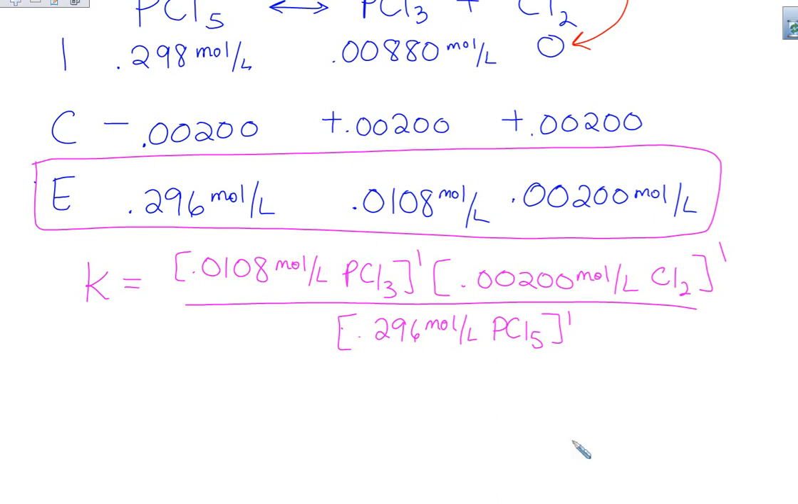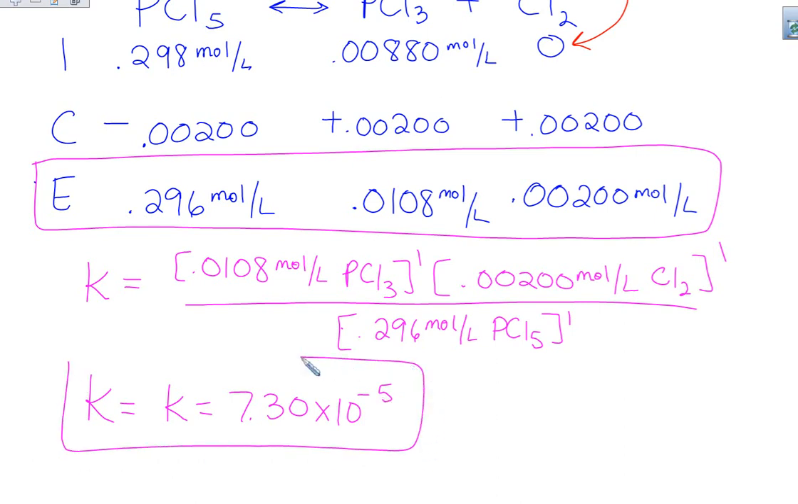Otherwise, you get nothing. And since these are kind of easy, you want to get all the possible credit on a problem like this. If I plug it in my calculator, K equals 7.3 times 10 to the negative fifth. You do not need units on your K value.